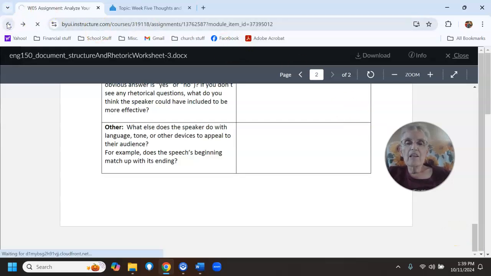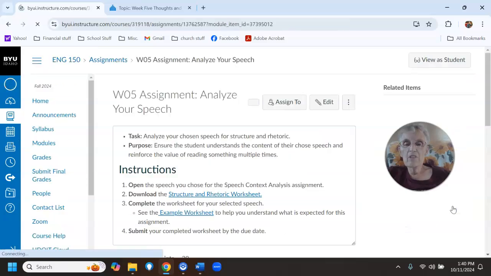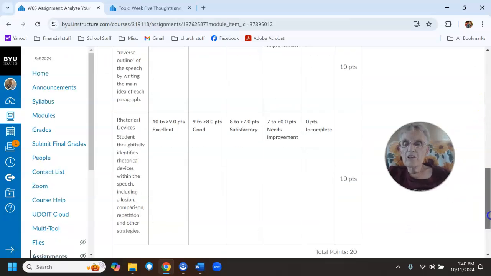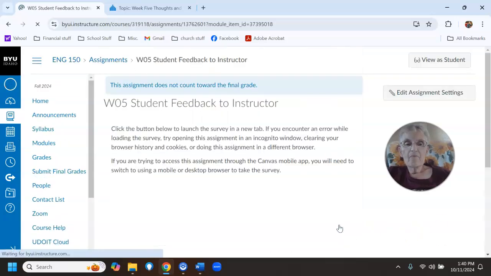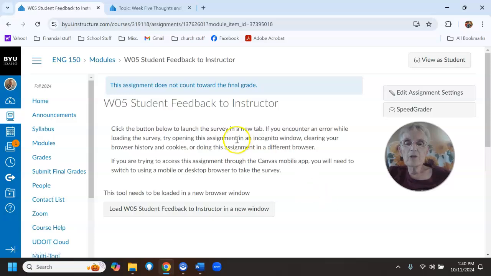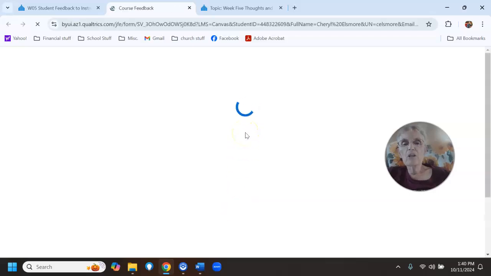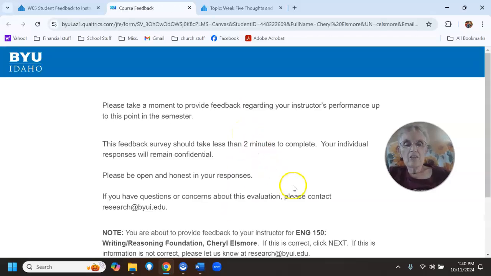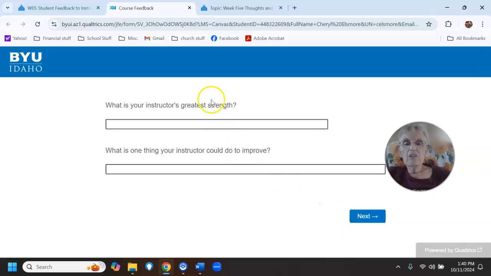I love the way that each assignment just builds upon the next one, and you need to do each one of them. Okay, so that's what we just talked about, analyzing it, and you'll get 20 points for that. And then you're going to talk about me and what you'd like for me to change. Okay, it should just take a couple of minutes, and you're just going to say the strength and what I need to do to improve.